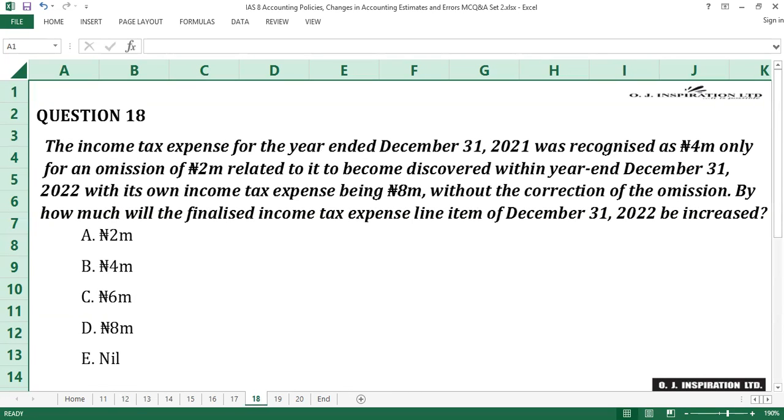Question number 18. The answer to question number 18 is E, nil. The event is a case of prior period error, which is corrected within the line item amounts or balances of the relevant prior year. A retrospective restatement is done. Therefore, the income tax expense line item for December 31, 2021 will be increased by 2 million naira to become 6 million naira. The income tax expense line item for December 31, 2022 remains unchanged. E is the answer to question number 18.